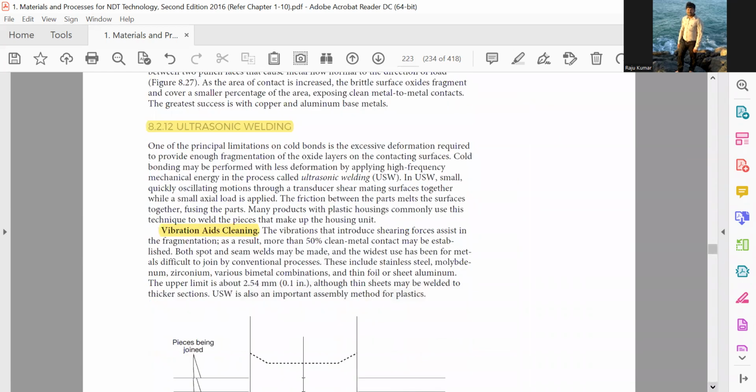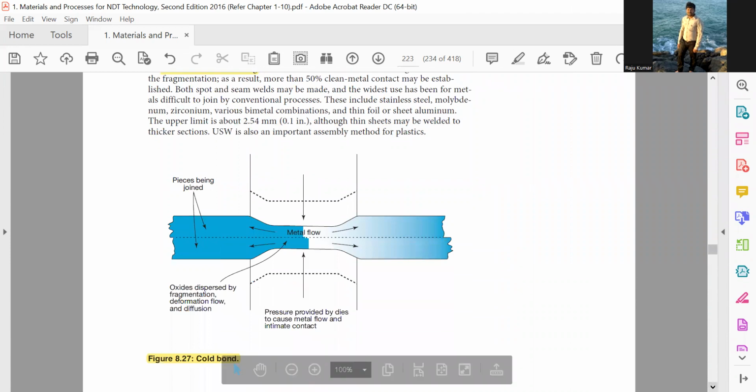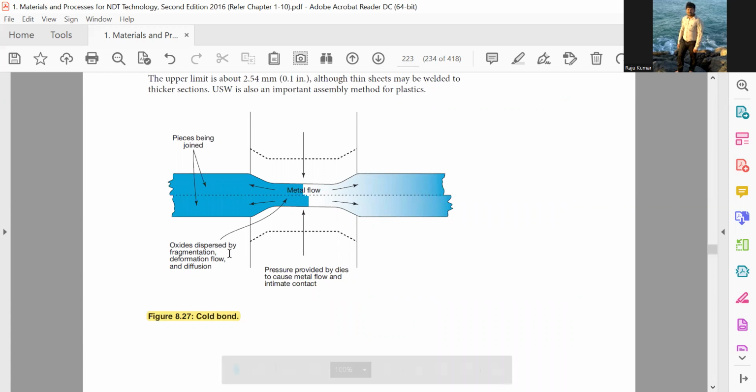Ultrasonic welding. Vibration aids cleaning. Cold bond. So oxide is dissipated by fragmentation, deformation, flow, and diffusion. The pieces being joined have pressure provided by dies to cause metal flow and intimate contact.